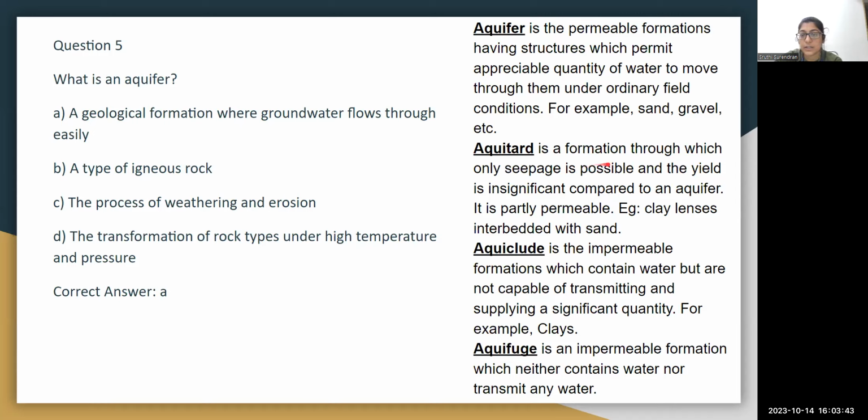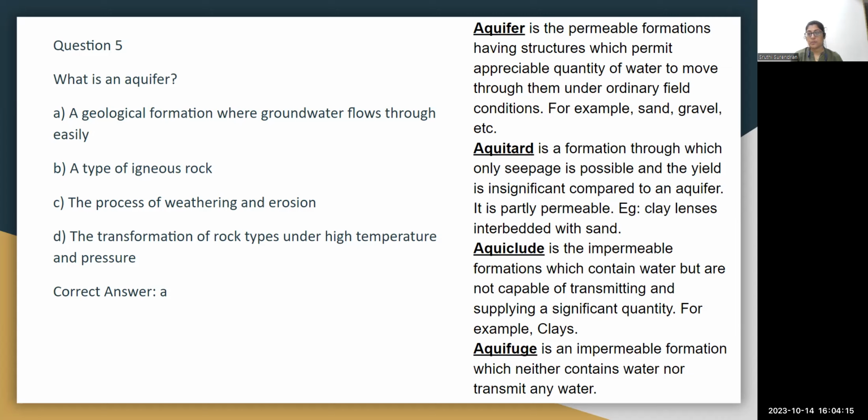Examples of an aquitard are clay lenses bedded with sand. And in the week two's lecture, problem solving, I had also given a pictorial representation of what clay lenses are. So you can go back to that and check. Then aquifluid is an impermeable formation. It can store water, but we cannot obtain water from clay. An example of aquifluid is clay.